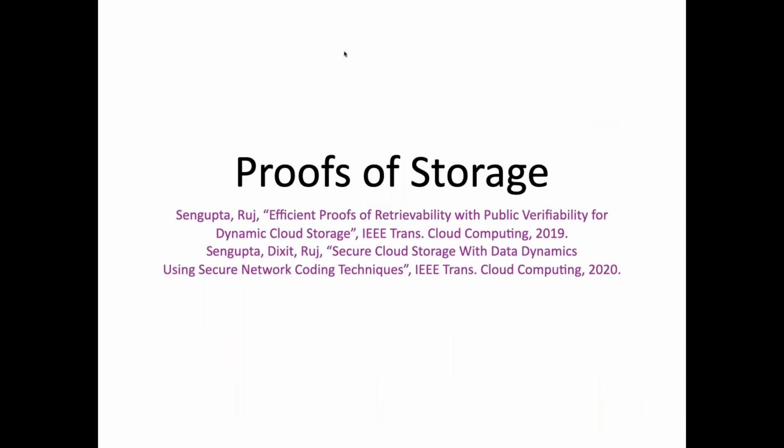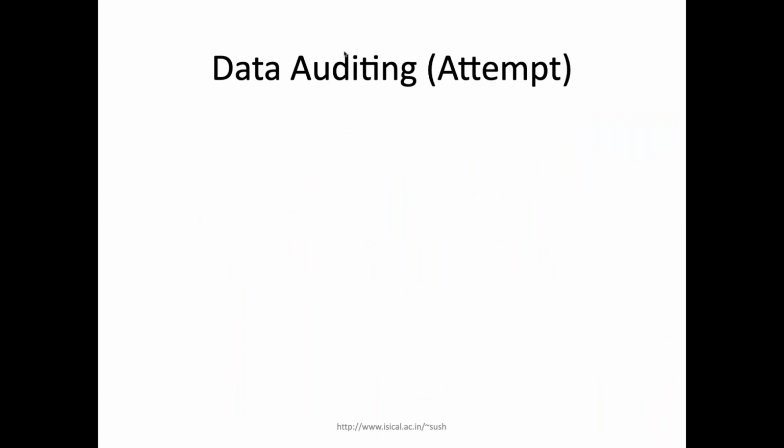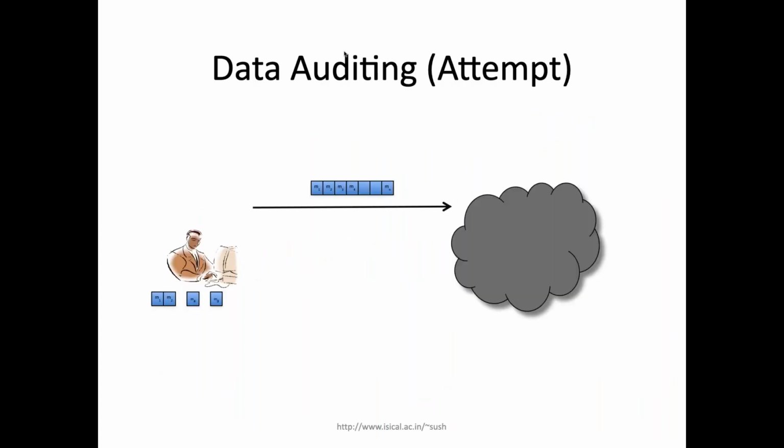The next problem I'm going to talk about is how to do data audits. If you try to think of a data audit, what is an audit mechanism in the first place? We handle only one type of audit, which is the integrity check. One way to do an integrity check is that if you have a big file or a big message, you break it down into smaller chunks and send it across to the server.